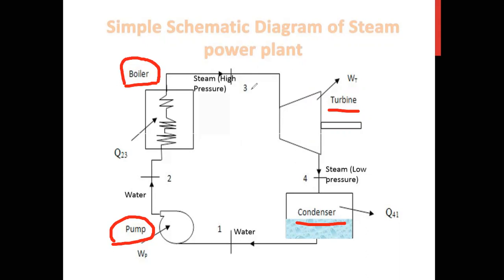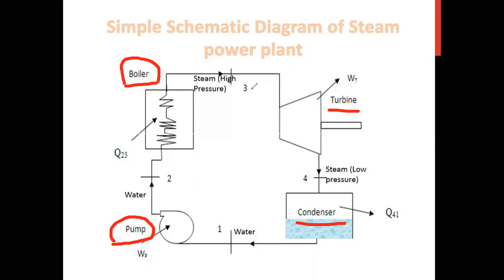So if we start with the boiler, what is a boiler? My students, the steam power plant is basically named after steam because here steam runs the power plant. Steam runs the steam turbine, so that's why it is named a steam power plant.